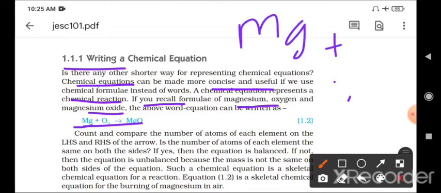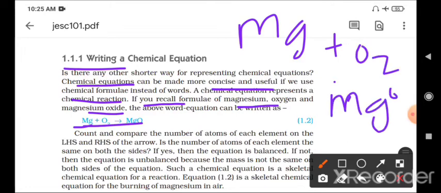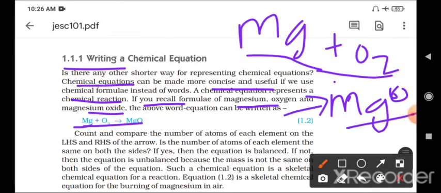So plus oxygen, what is oxygen? O2. So the product is MgO2. They will write it in the symbolic representation. Count and compare the number of atoms of each element on the left hand side and right hand side of the arrow. So here this is the left hand side and this is called the right hand side.